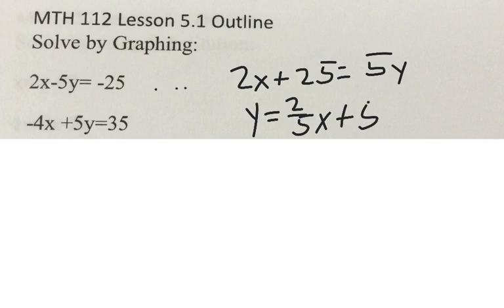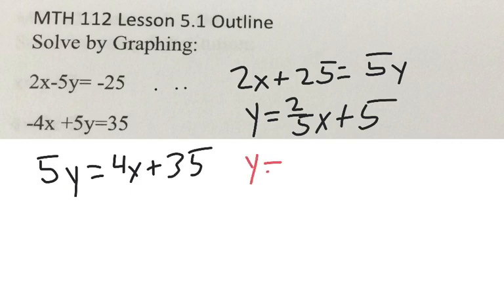I'll move my -5y over to make it positive. Then I move the -25 over to make it positive. In the bottom equation, I would move the -4x over. It becomes positive 4x. Then I would divide by 5. So that would be y equals 4/5 x plus 7.